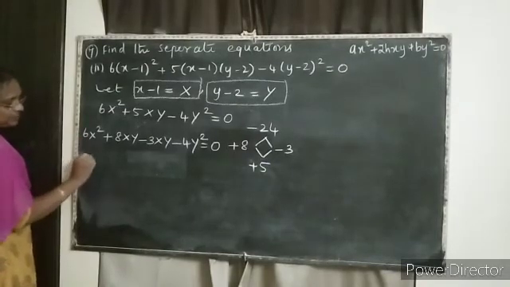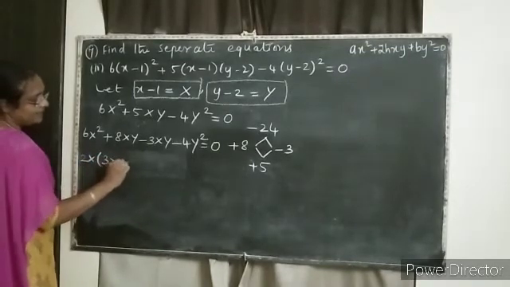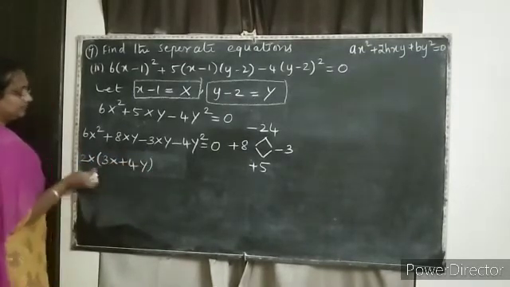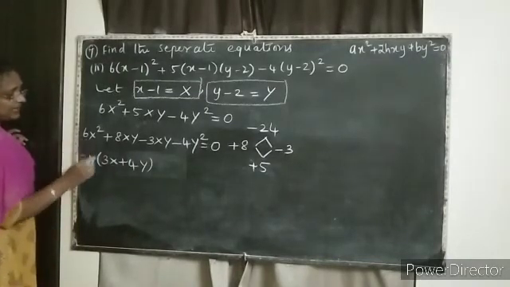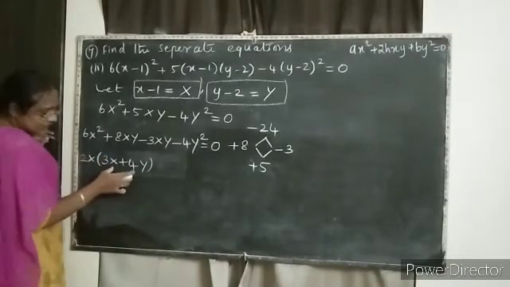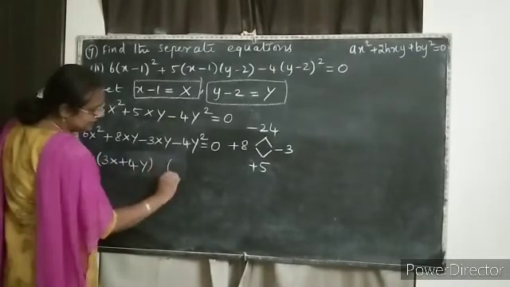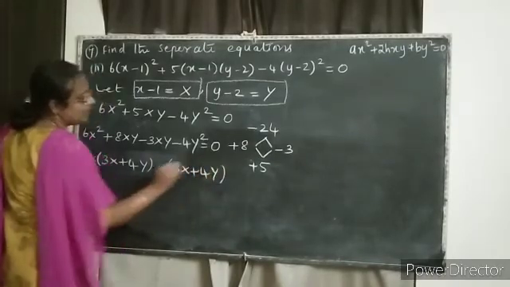So I am going to take 2x common outside. So the rest will be 3x plus 4y. Check it now. 2x into 3x will give you 6x squared. 2x into 4y will give you 8xy. Now this same term has to be repeated here also. So 3x plus 4y. Okay.